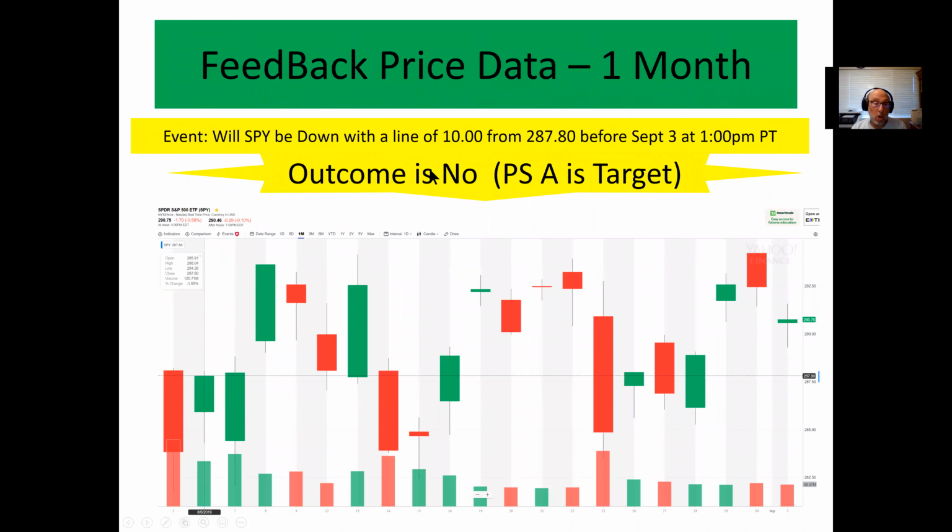Now the outcome was no, because this was 287.80 here. And you can see the previous day was here. This chart, and here's 8.6 right here. So that's where it closed. This was September 3rd, which was the day we said it would stop. These are dailies that show the high.